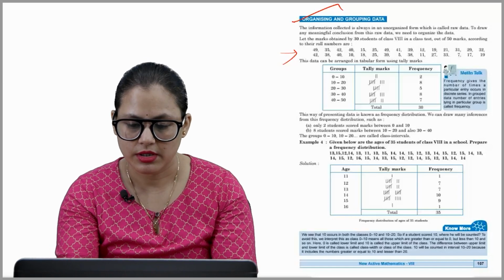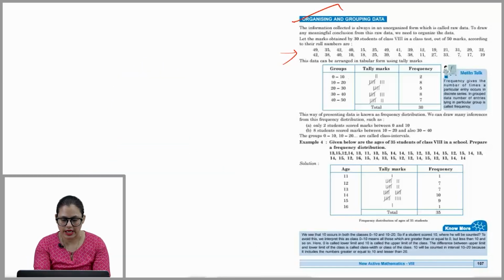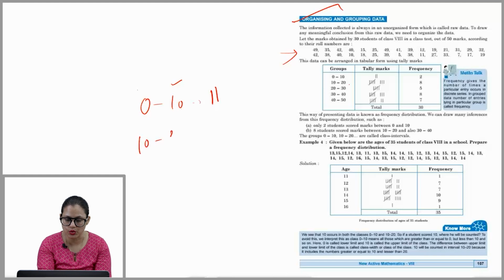Okay, groups 0 to 10, 10 to 20. Okay, 0 to 10 means here your marks will come, means if a person is getting 1 mark, we'll put 1 bar here. If a person is getting 5 marks, we'll put 1 bar here. Okay, 0 to 10 means less than 10. That is, okay, if a student is getting marks 10, we will not put a bar here. We will put the bar in the next group only. Okay.